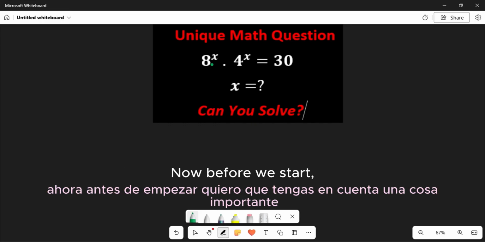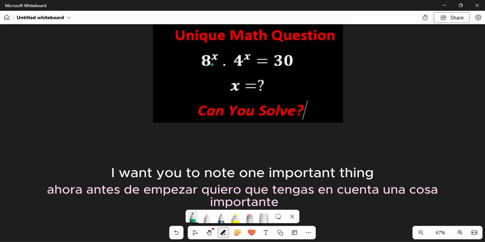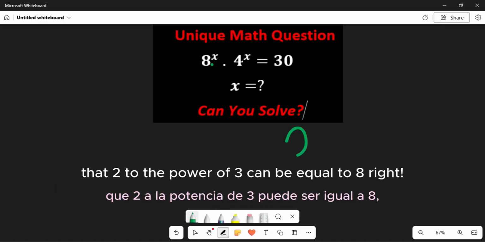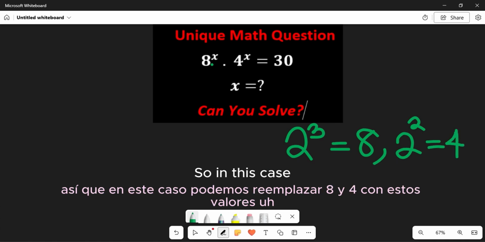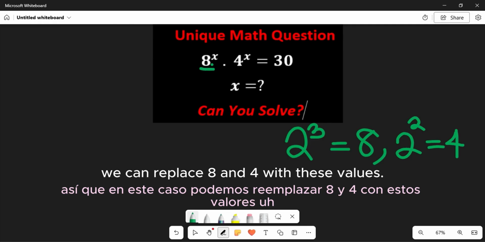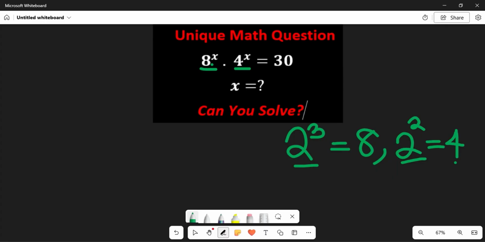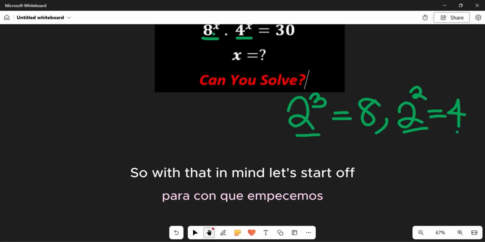Before we start, I want you to note one important thing: 2 to the power of 3 is equal to 8, as well as 2 to the power of 2 is equal to 4. So in this case, we can replace 8 and 4 with these values. With that in mind, let's start off.